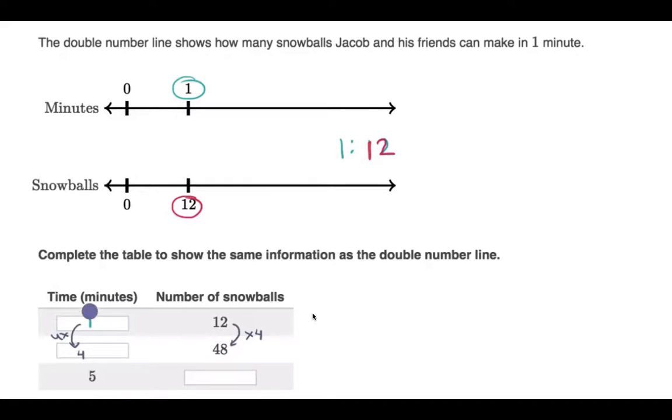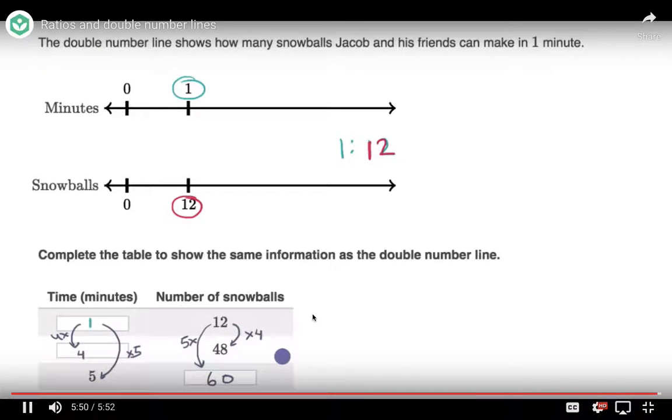And then if you go to 5, to go from 1 to 5, you multiply by 5. So you're going to have 5 times as many snowballs than you would be able to make in 1 minute. So 5 times 12 is 60. And we're done. It could be 1 to 12, 4 to 48, 5 to 60. For every 5 minutes, you can make 60 snowballs.